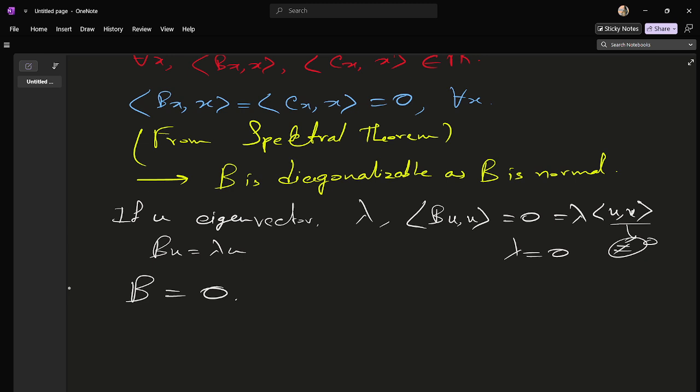The same occurs for C also. Then C will also be 0 and A will be 0 plus i times 0, which is also 0. So our B is true.